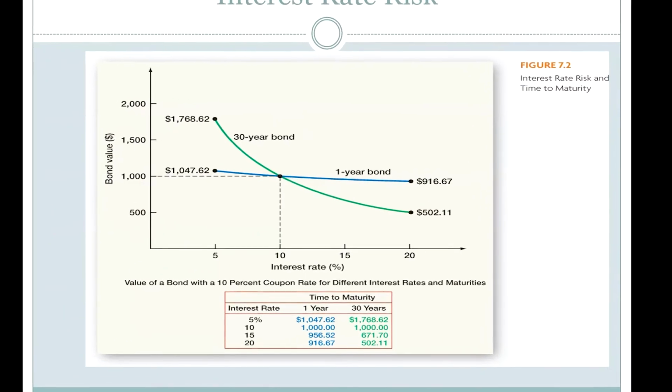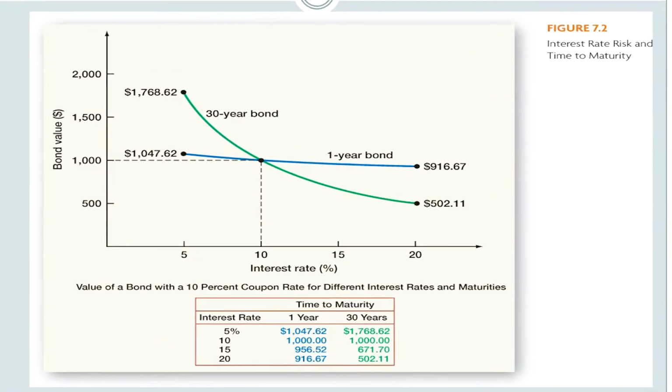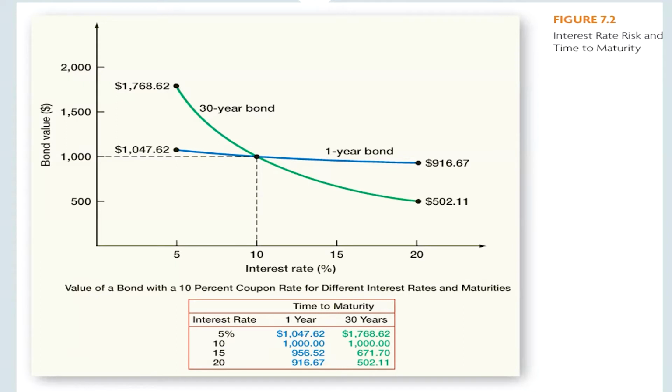Now there's two bonds graphed here, one in green, which is a 30-year bond, and one in blue, which is a 1-year bond. And what we can see here on the y-axis is the bond's value. So this is the present value of the bond's future cash flows, which are the coupon payments and the face value being returned. Both of these are standard $1,000 bonds. And what you can see on the x-axis is the interest rate, right? So when the bonds were issued, the interest rate was 10%, so the coupon rate was chosen to be 10% as well. So at a 10% interest rate, both of these bonds are worth $1,000.